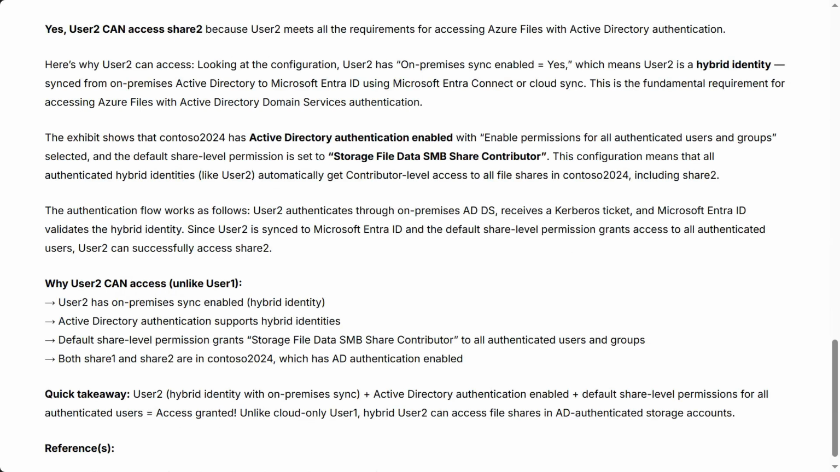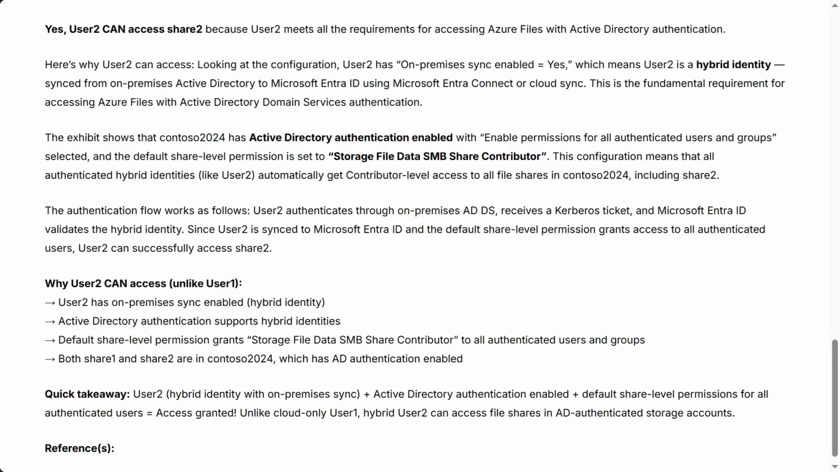The authentication flow works as follows. User 2 authenticates through on-premises ADDS, receives a Kerberos ticket, and Microsoft Entra ID validates the hybrid identity. Since user 2 is synced to Microsoft Entra ID and the default share level permission grants access to all authenticated users, user 2 can successfully access Share 2.